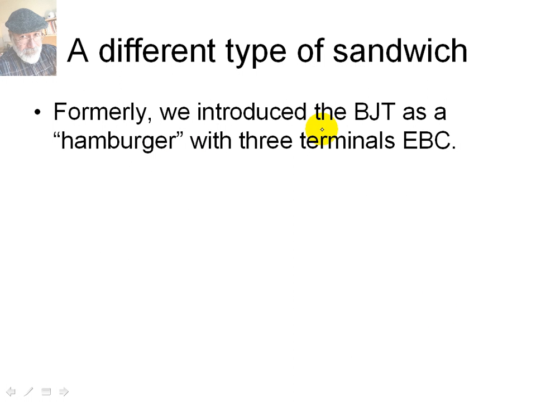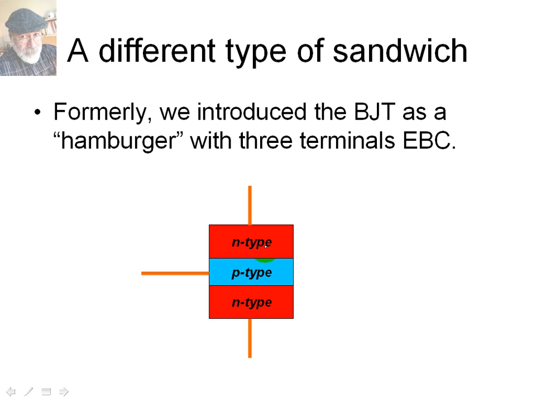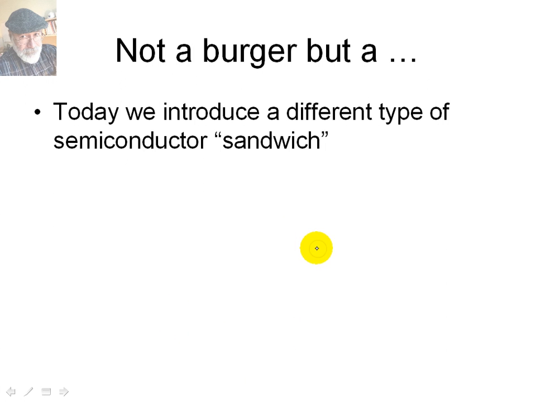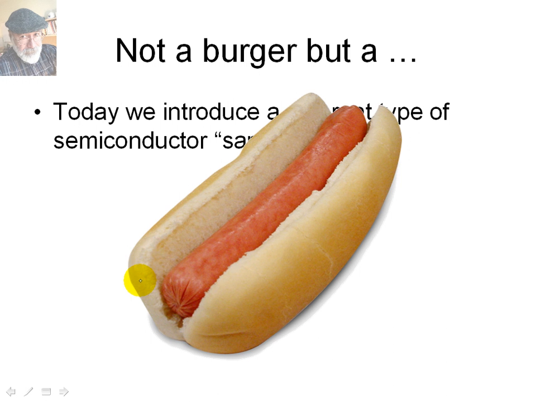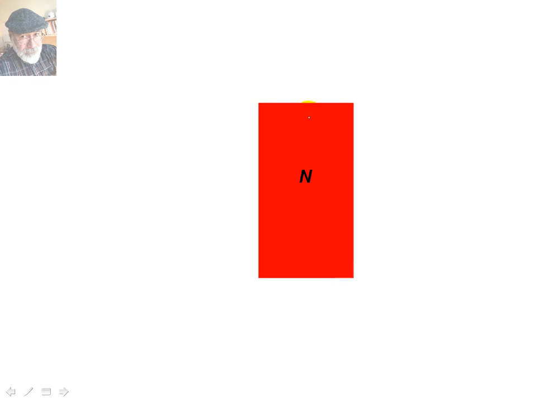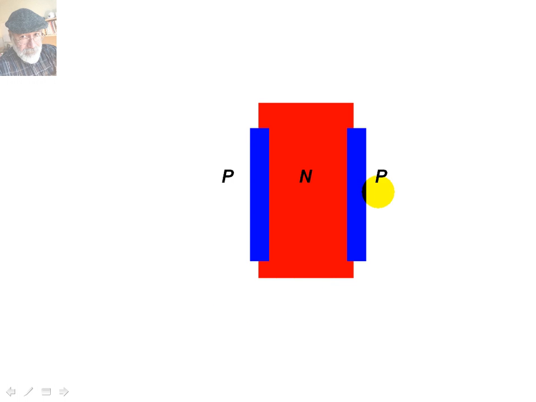Formerly, we introduced the BJT, the bipolar junction transistor, as a hamburger with 3 terminals E, B, C. We consider that the P material is the meat patty and the N-type materials are buns. Then we have the emitter, the base, and the collector. Well, today we introduce a different type of semiconductor sandwich, one that looks more like a hot dog than a burger, something like this. The winner will be a slice of N-type material surrounded by 2 slices of P material.